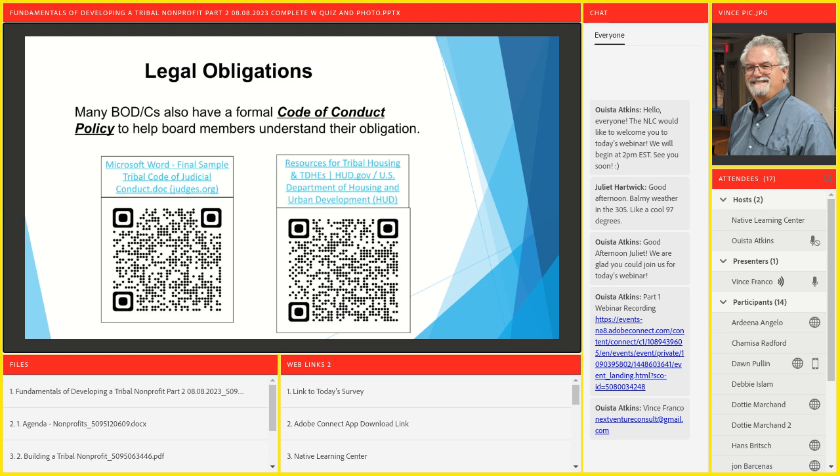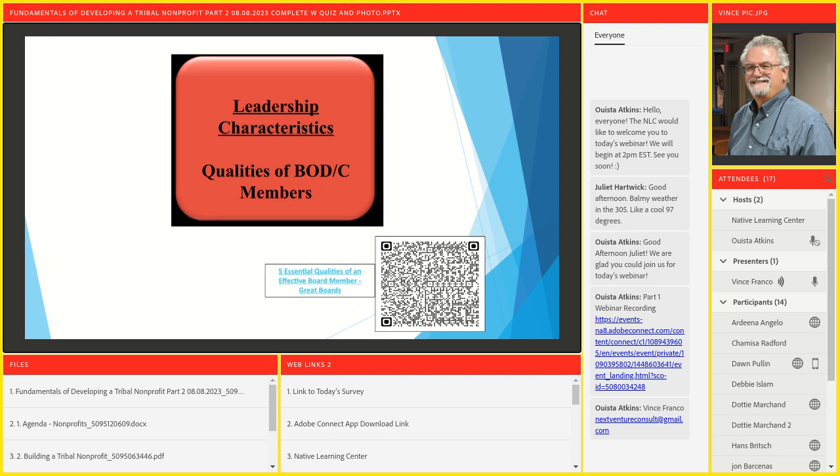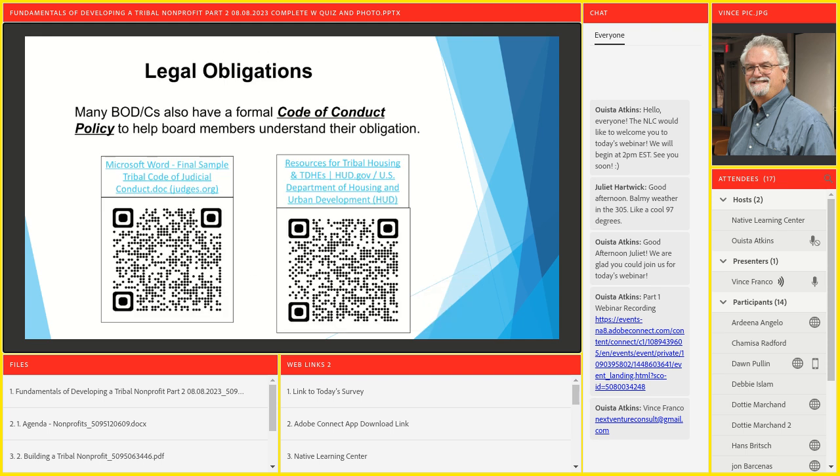A couple of QR codes here bringing you to different sites, both related to code of conduct. Microsoft Word, Final Simple Tribal Code of Judicial Conduct on the left there, and then another one for tribal housing, TDHEs from HUD, the Department of Housing and Urban Development. There are links to both of those sources with information on code of conduct. I would encourage you to, at your leisure, look that information over.